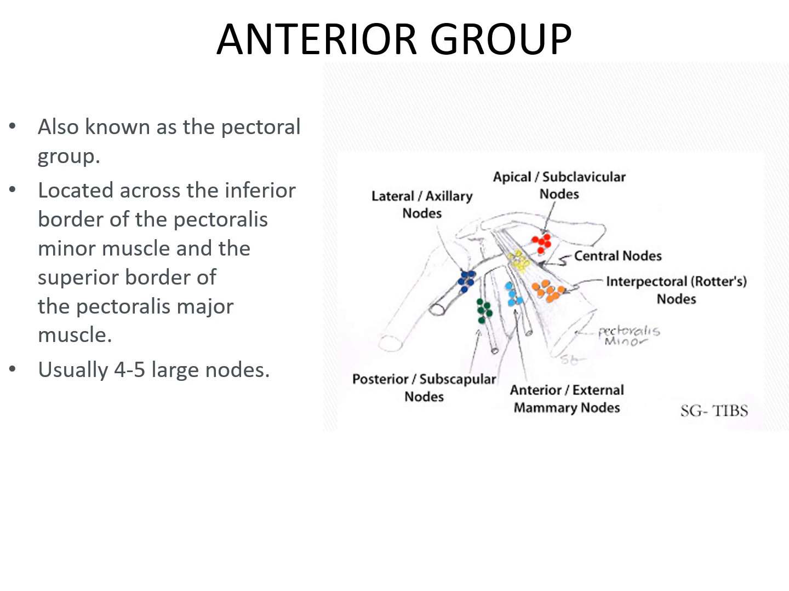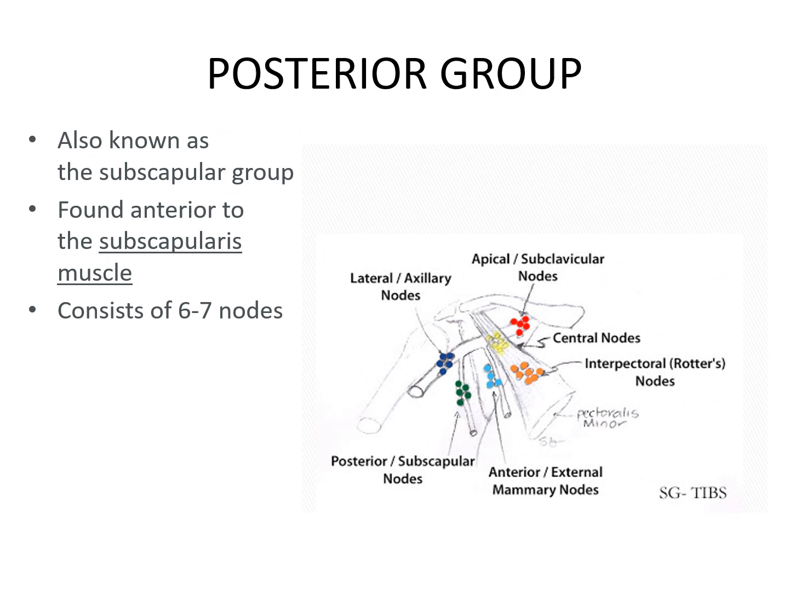And this is the bone. This is the clavicle. Scapula is just behind it, and then this is P minor, and just beside the P minor, you're going to appreciate its location, and this is why it's called the anterior group. They're usually 4 or 5 in number, and they are large nodes as well.